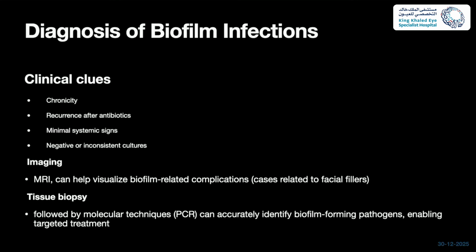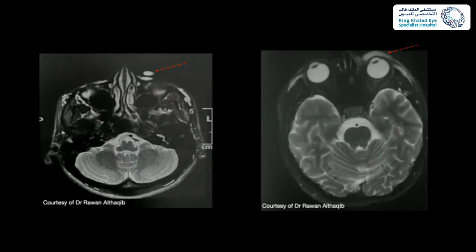The diagnosis of biofilm infections has some clinical clues, such as chronicity, systemic signs, and negative or inconsistent cultures, especially in cases related to facial fillers. We can visualize the related complication or infections. Tissue biopsy can help as well, followed by molecular techniques that can accurately identify the biofilm-forming pathogen, enabling targeted treatment. Here are two different cases of a tear trough-related filler biofilm infection, and we can see it clearly in the MRI.